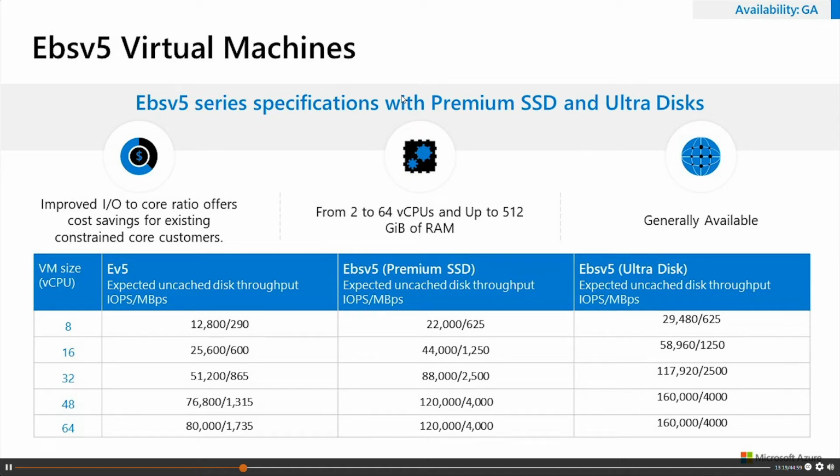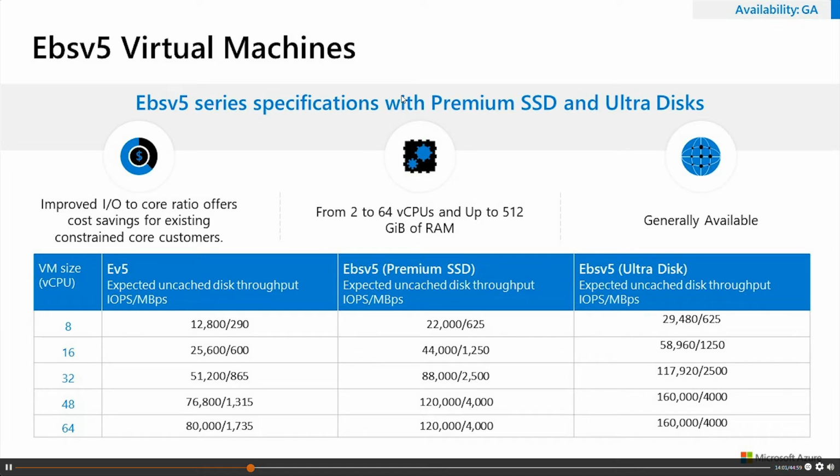Also, the EBS V5 series have about 2x more in IOPS than the EV5, which will benefit your most demanding and business-critical transaction-based workloads. You'll also be able to hit a maximum of 160,000 in IOPS and 4,000 megabytes per second throughput with UltraDisk and will benefit your data-intense applications that need higher remote storage performance. And finally, if you are on one of the older generation constrained core VMs, try the new EBS V5 series on the EBS V5 and get the benefit from cost savings.